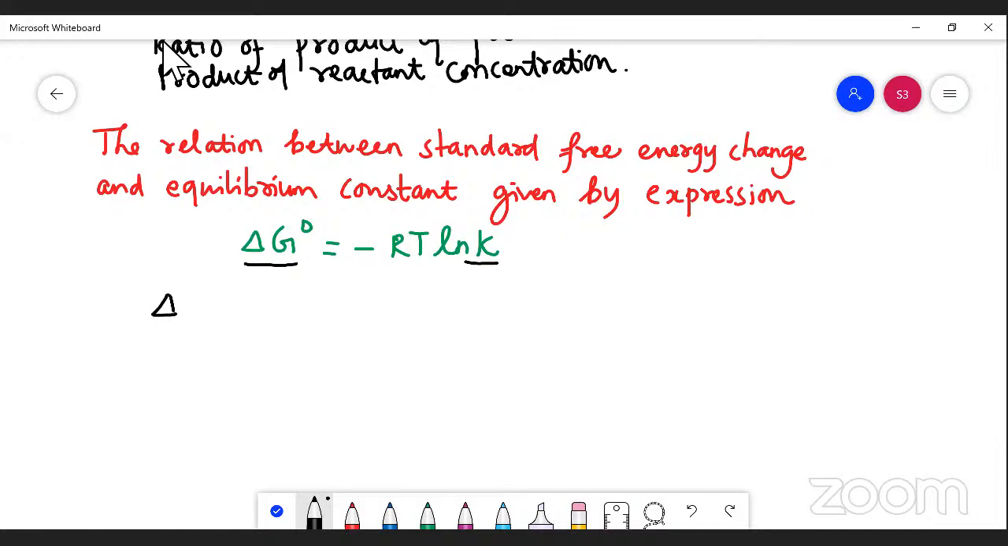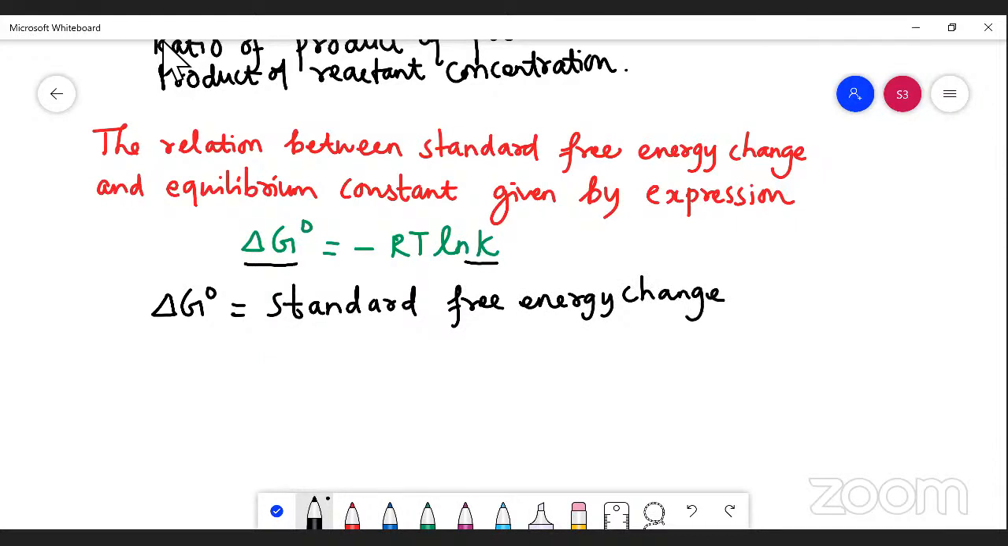We know del G naught is the standard free energy change. G is free energy. Standard means we indicate this naught, which represents the standard condition. Del represents a change. So this is the standard free energy change.